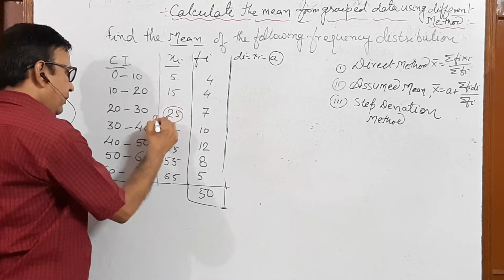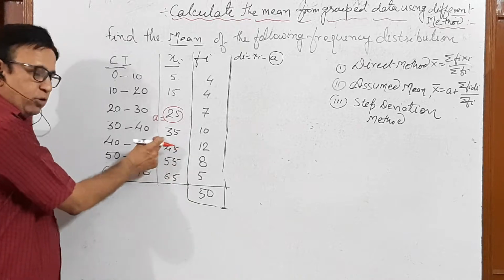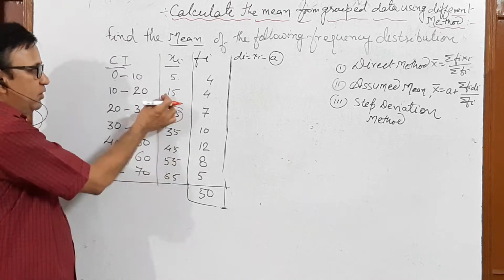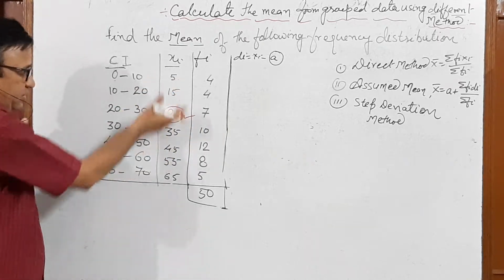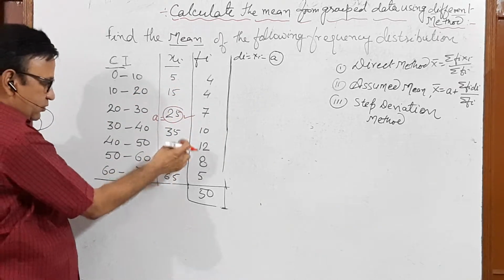Okay, this is our A. You can take 35 also, no matter. You can take 45 also. You can take 15 also. But I am taking 25 here because it is a center box. So you can take 35 also.